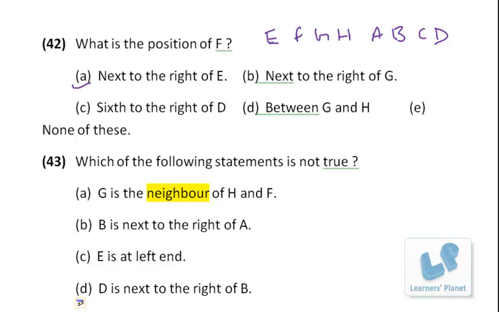Now, next is, which of the following statements is not true? G is a neighbor of H and F. That is true. B is next to the right of A. That's also true. E is at the left end. That is also true. D is next to the right of B? No, on the right of B, C is there immediately, right? So it's not correct. So this is the correct answer, right?